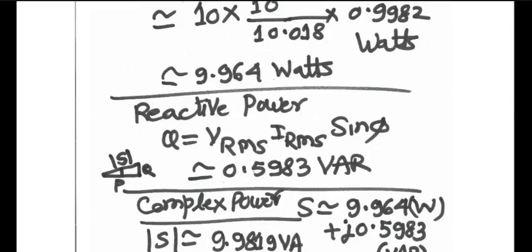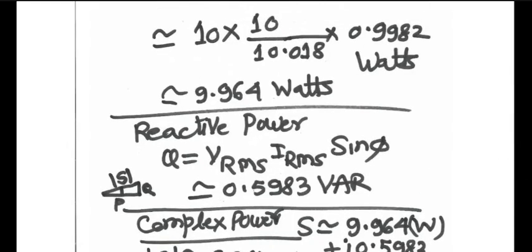And not only that, the units for reactive power are not watts, they are VAR. Reactive power turns out to be, double check my values when you get the document, 0.5983 VAR, while the active power was 9.964 watts. Reactive power is quite small actually, which is good, which is what we want to see.